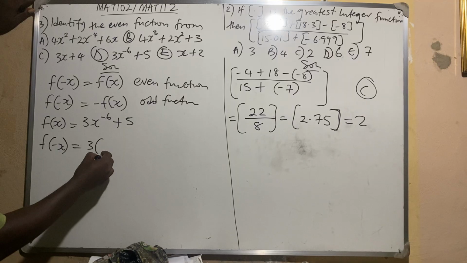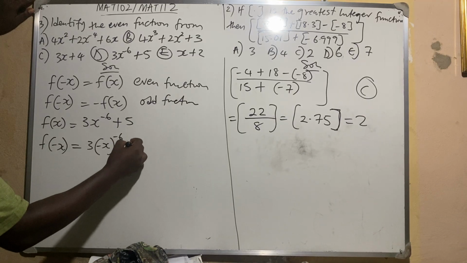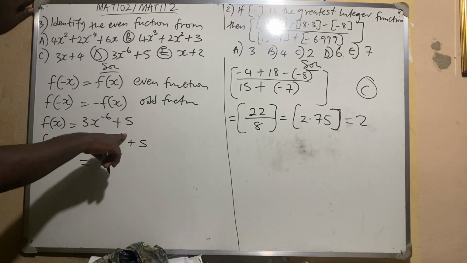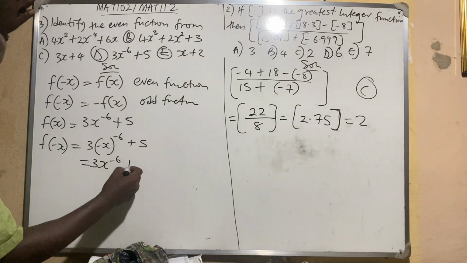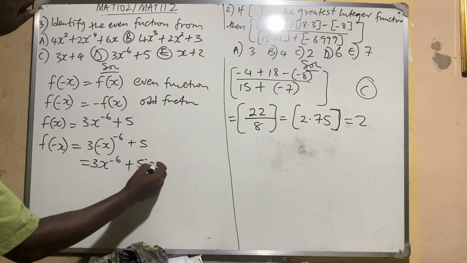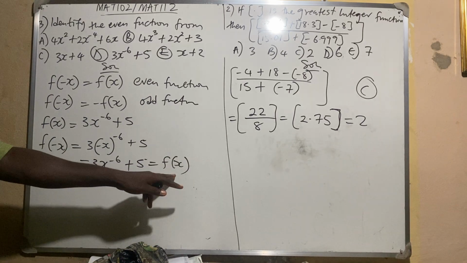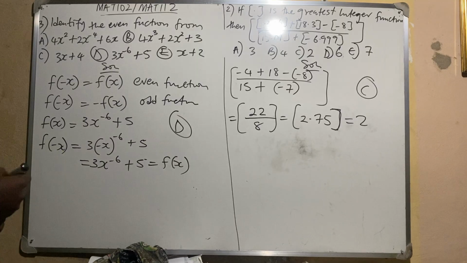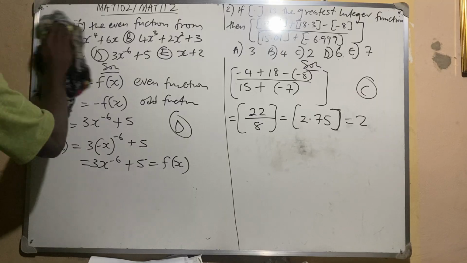This is 3 in bracket of, instead of putting x, I'll say minus x, then raised to minus 6, then plus what? 5. So if you look at this, minus raised to even number, the minus will disappear. So I'm still having 3x raised to minus 6, then plus 5. You see, this one is the same thing as that f of x. So you see that f of minus x is equal to f of x. So therefore, D is a correct answer. So it's an even function. It's very, very simple. Okay, so let's go to the next question.